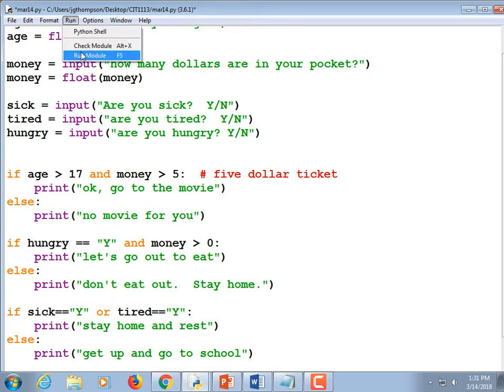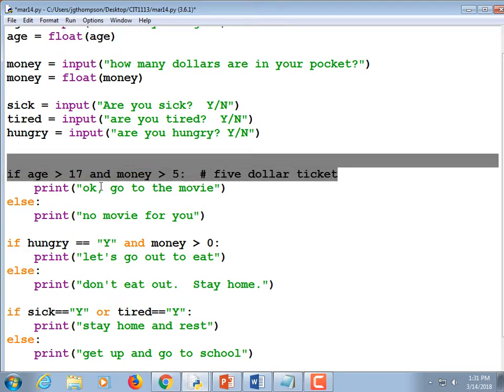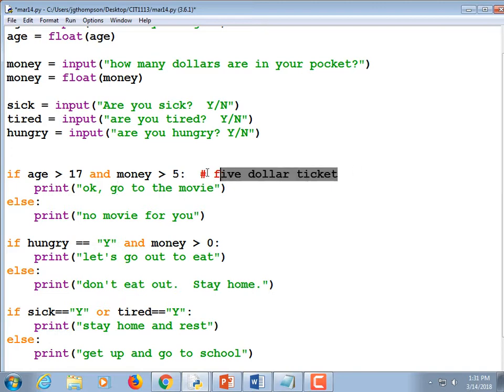So I've made a mistake in my logic right here. If this is a $5 ticket, then how should I have written this if statement? Remember when I talked about the boundaries? If you are 17 or you have only $5. Greater than or equal to? Yeah, it needs to be greater than or equal to, because as written, if I had $5, it still wouldn't let me into the movie because I said money is greater than 5. So it needs to be greater than or equal.